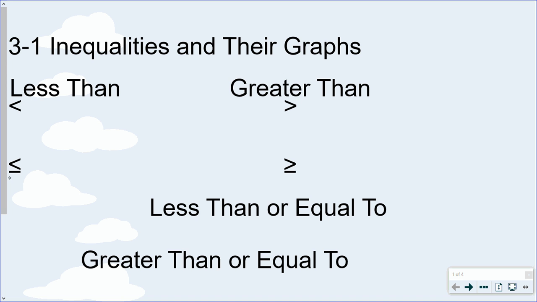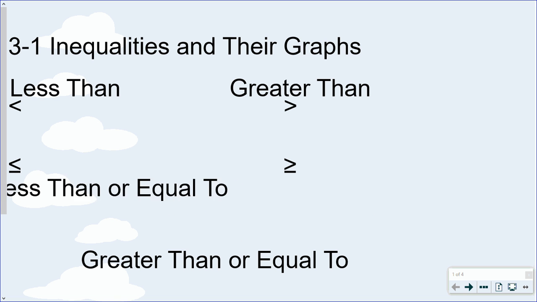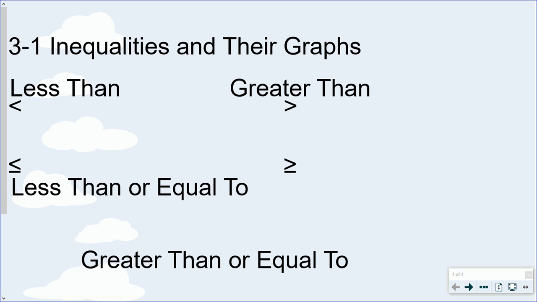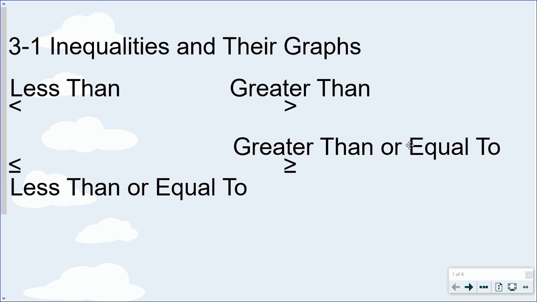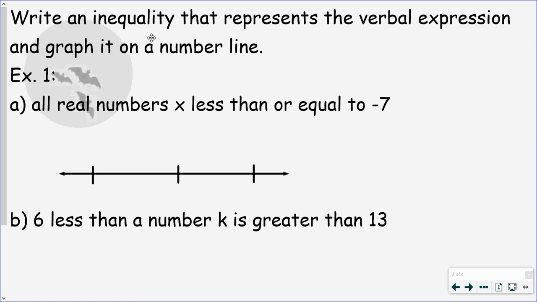If it has the line underneath it, then we just add the words or equal to. So this is the less than symbol with a line underneath it, and so that means less than or equal to. And this one means greater than or equal to. All right, so let's move along.